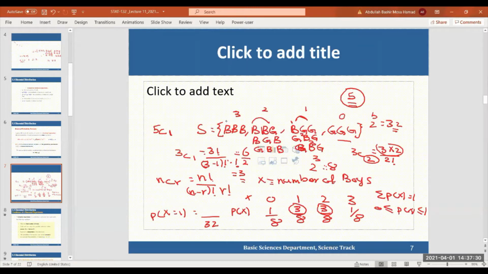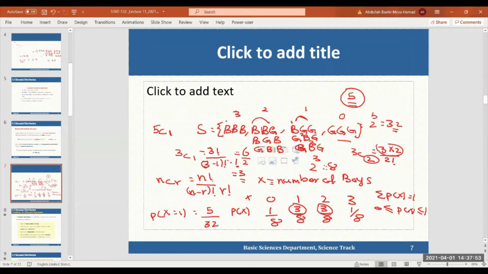5C1 equal 5. Clear? Actually, this 5 boy, maybe first is 5, first outcome: first boy, second boy, third boy, fourth boy, fifth boy.